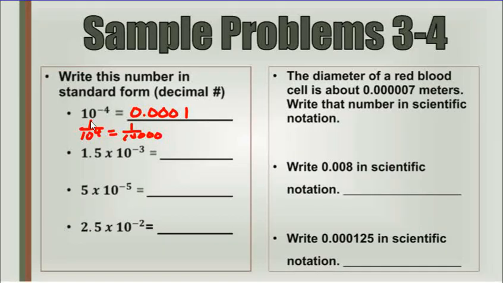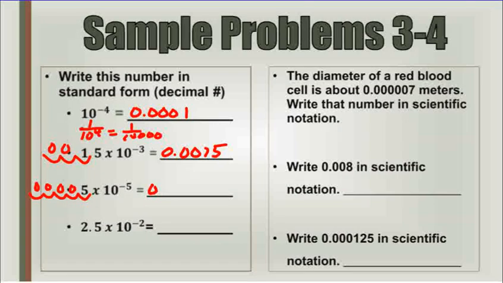1.5 times 10 to the negative third just means move it 3 places to the left. So 1, 2, 3. Fill everything else with zeros. So this would be 0.0015. Then we have 5 times 10 to the negative fifth. The decimal point is here. So 1, 2, 3, 4, 5. So my answer would be 0.00005.